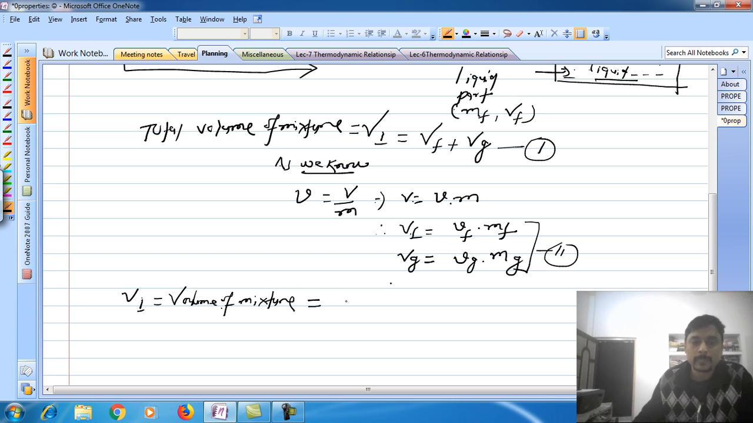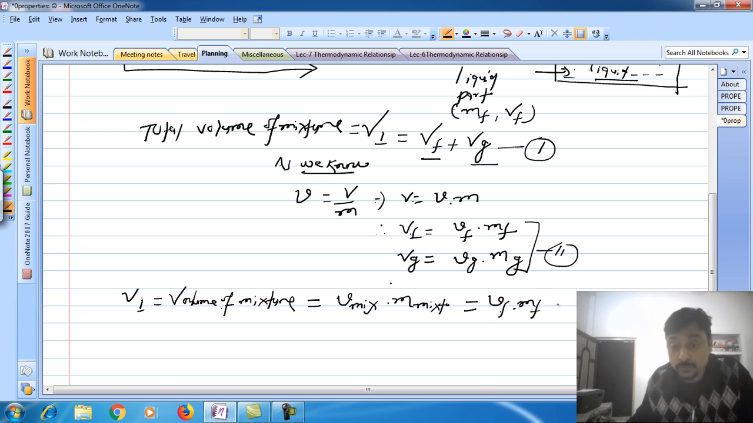What is the volume of mixture? This is equal to the specific volume of mixture into the mass of mixture. This is equal to the volume of liquid plus the volume of vapor. The volume of mixture will be equal to the specific volume of fluid into the mass of fluid plus the specific volume of vapor into the mass of vapor. So this will be the specific volume of mixture.